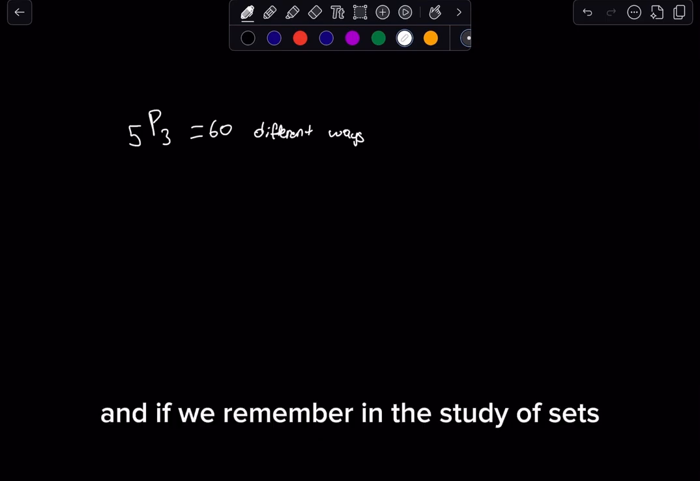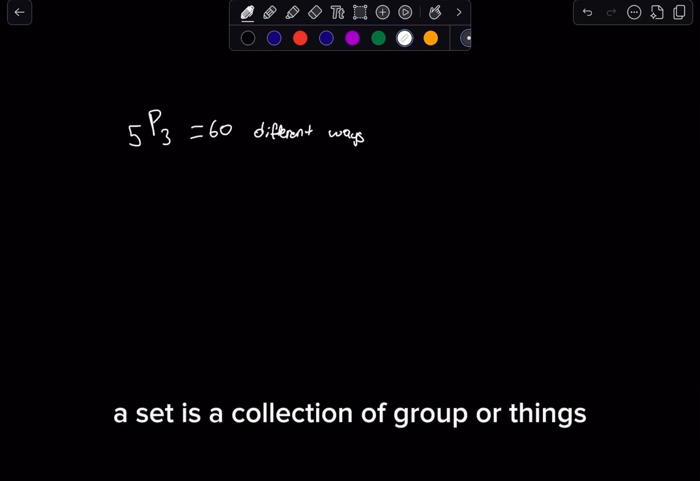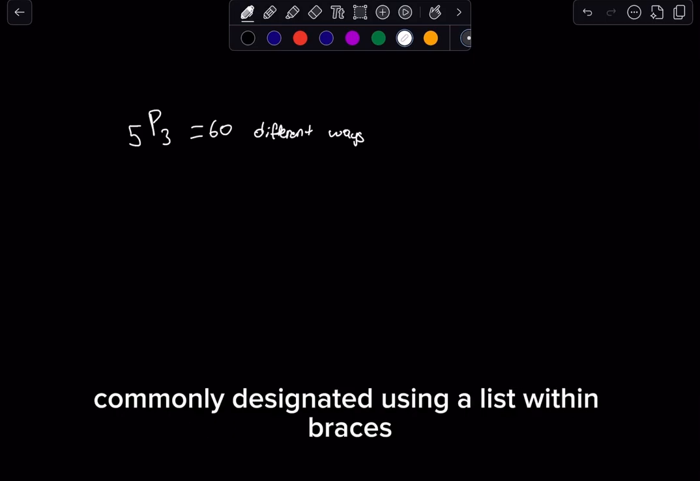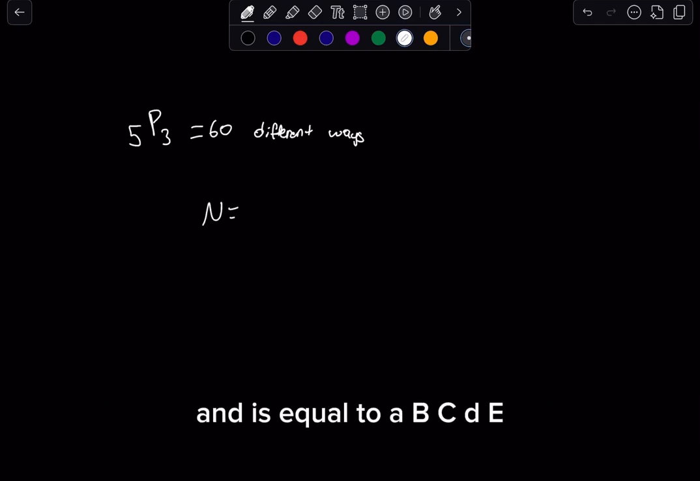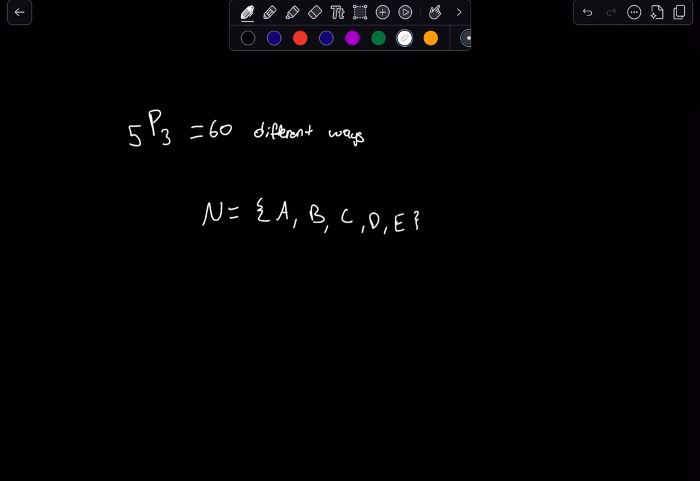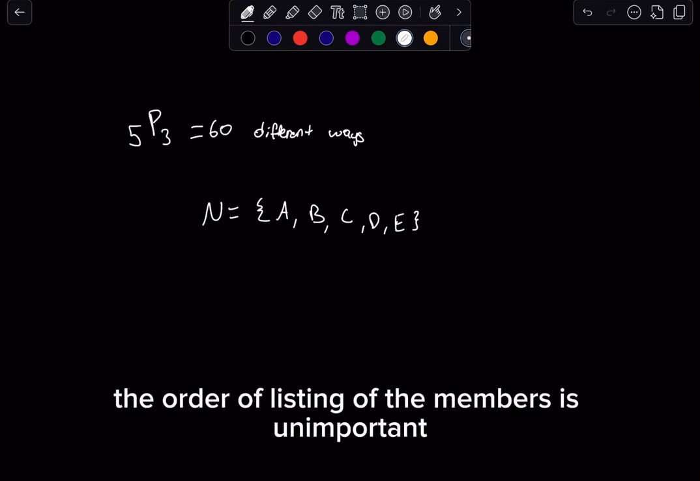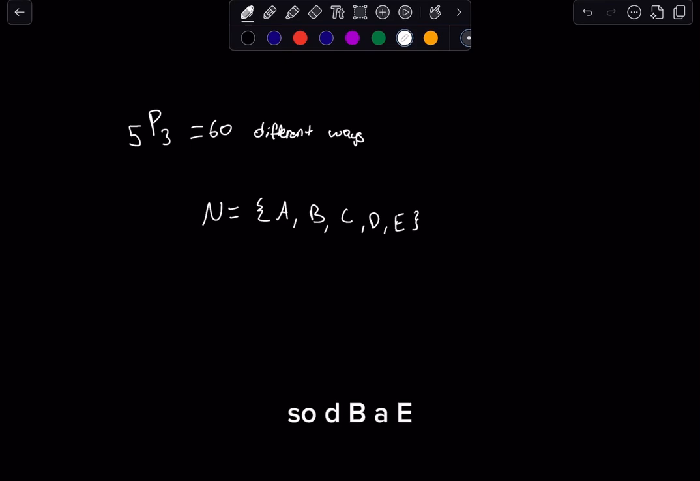And if we remember in the study of sets, a set is a collection of groups or things, commonly designated using a list within braces. And we have been designating the club N is equal to {A, B, C, D, E}. The order of listing of the members is unimportant. So D, B, A, E, C is the same club.